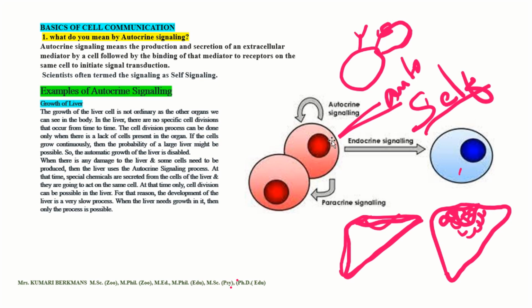If you see where it takes place, let us take this is a liver. If there is any damage, that will be rectified by this autocrine signaling. How? The cells nearer to this divide into two and heal this part. That is why this is called autocrine signaling or self signaling.